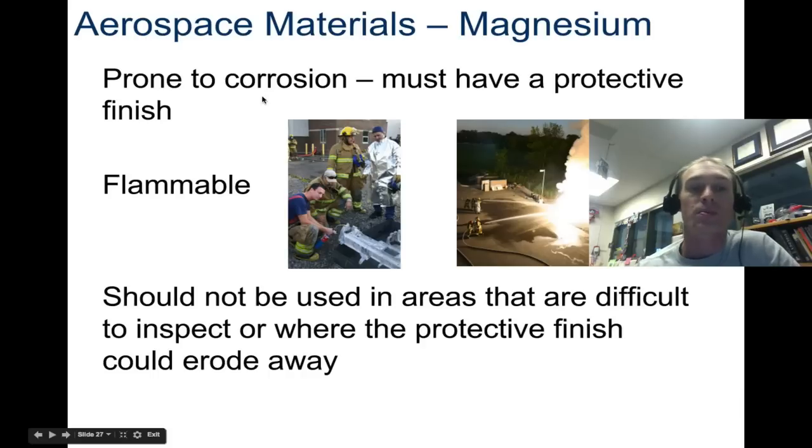Well, since it is prone to corrosion, it has to have a protective finish, so a lot of times it will be coated on the outside, maybe zinc coated, so that it doesn't just catch on fire. That is usually bad on an aircraft. So you don't want to put it in an area that is difficult to inspect, so you might miss that some of the protective finish has eroded away, because then your plane is going to blow up.